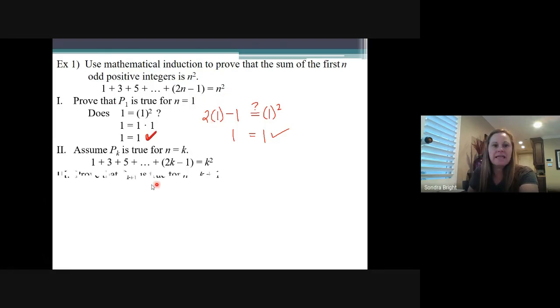All right. Then step 3, you'll write in English words, prove that Pk plus 1 is true for when n is equal to k plus 1. Now this, you do not just plug k plus 1 into n. No, no, no.